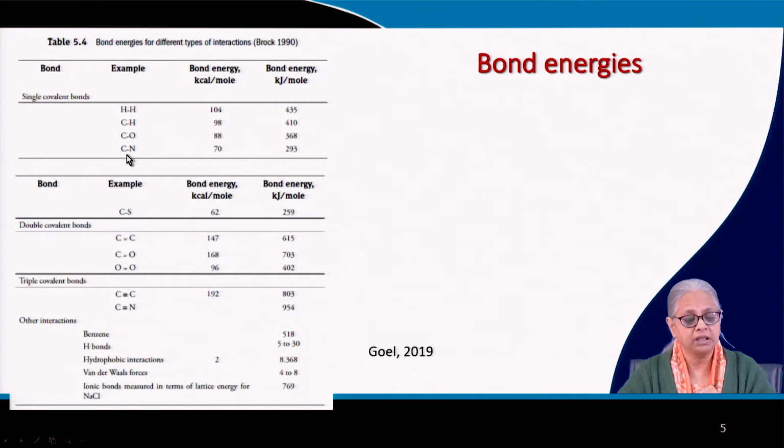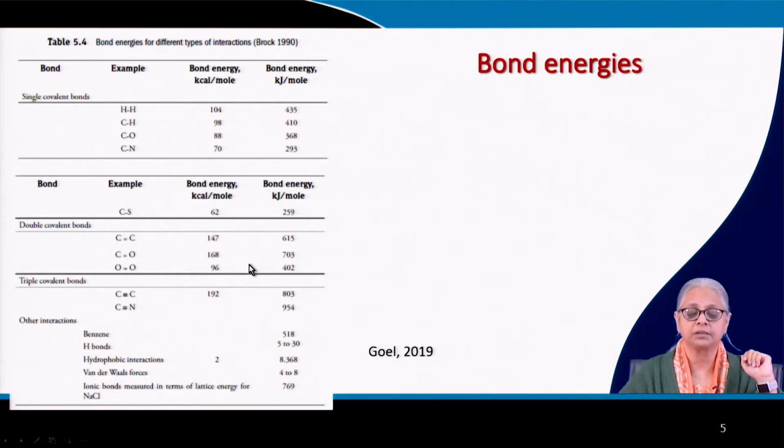You can see the single covalent bonds, and the bond energies for the different elements. So two hydrogen atoms, carbon and hydrogen, carbon and oxygen, carbon and nitrogen. You can see the bond energies both in terms of kilocalories per mole versus kilojoules per mole. In terms of double covalent bonds and triple covalent bonds, similarly for two different elements, whether it's carbon and sulfur, carbon and carbon, carbon and oxygen, two oxygen atoms, all of them have different bond energies, and this is what it takes to either get energy or to make these compounds, and you need energy inputs.